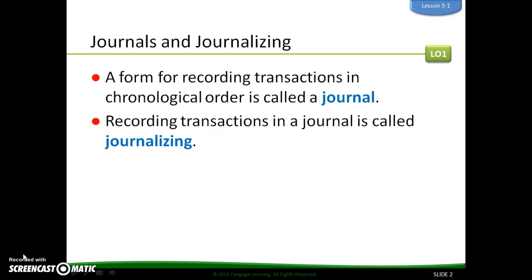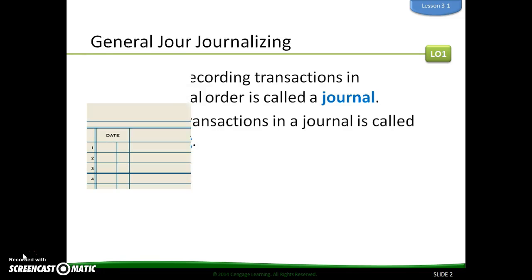First of all, journals are a form that you use to record transactions in chronological order, which basically means you're putting them in date order. Recording transactions in a journal is called journalizing, and we'll use writing in your journal and journalizing synonymously.